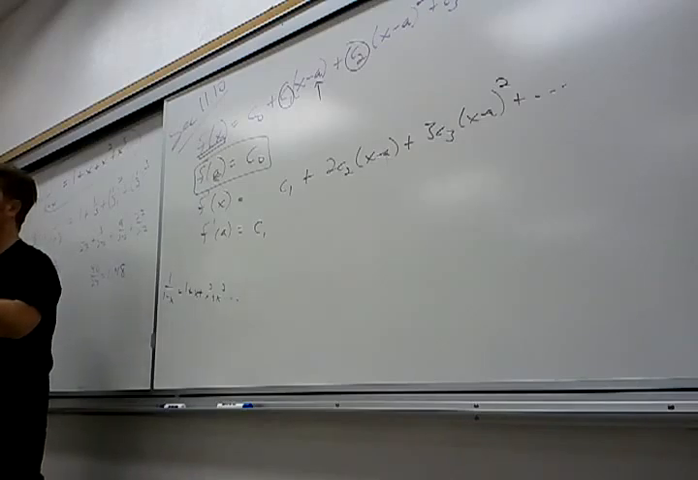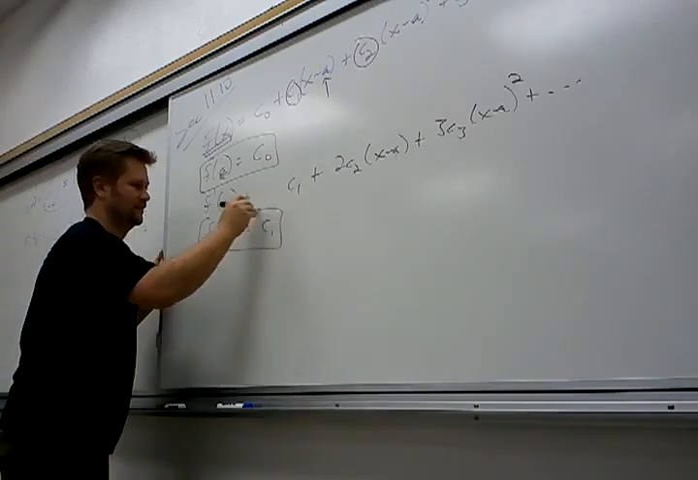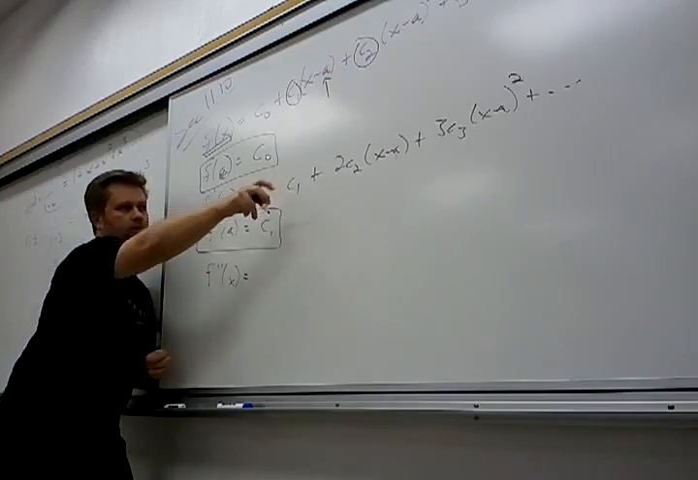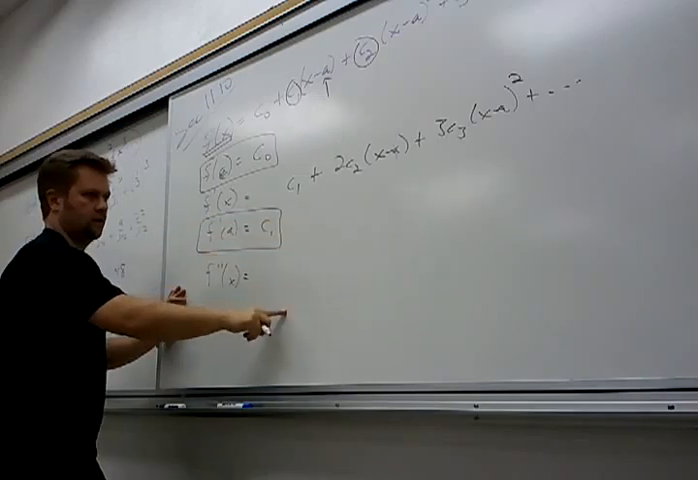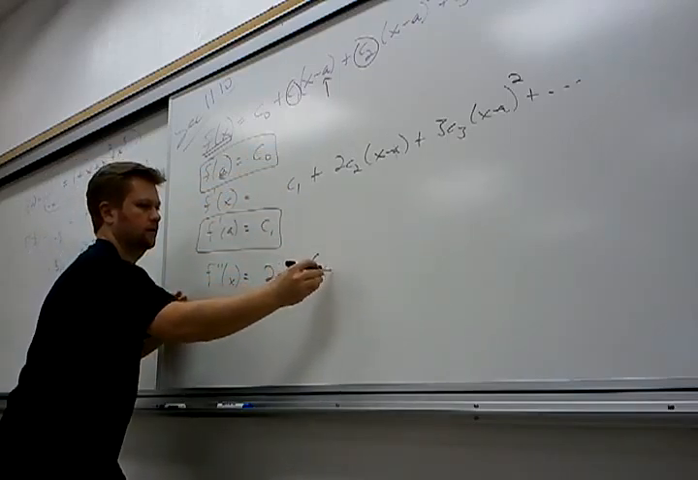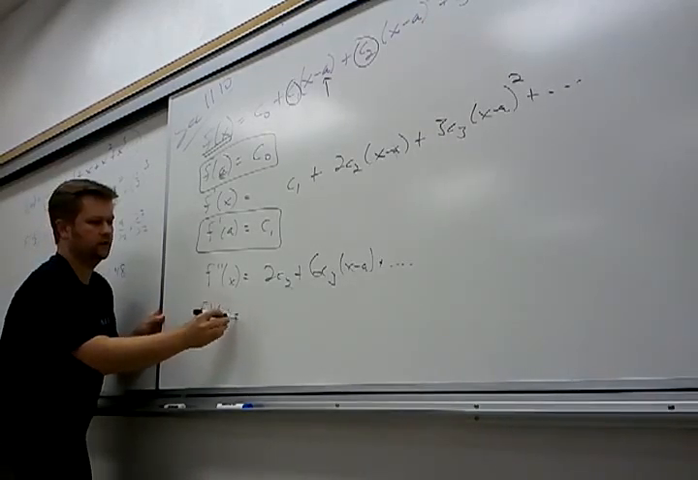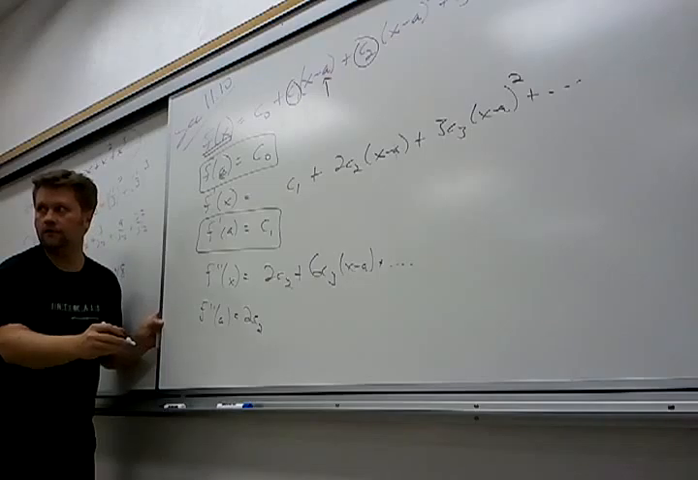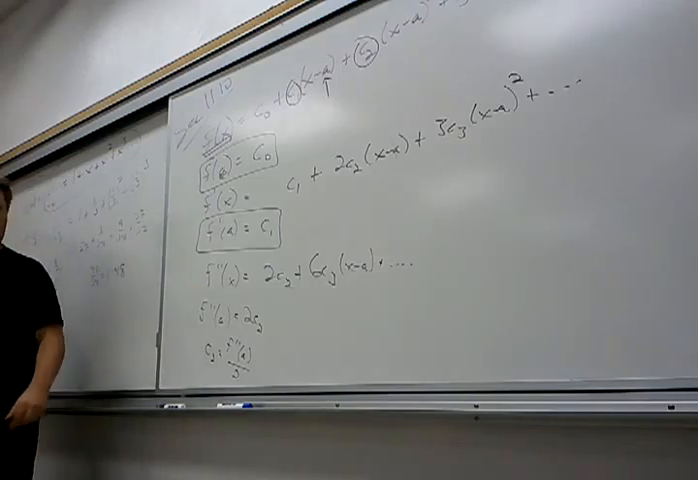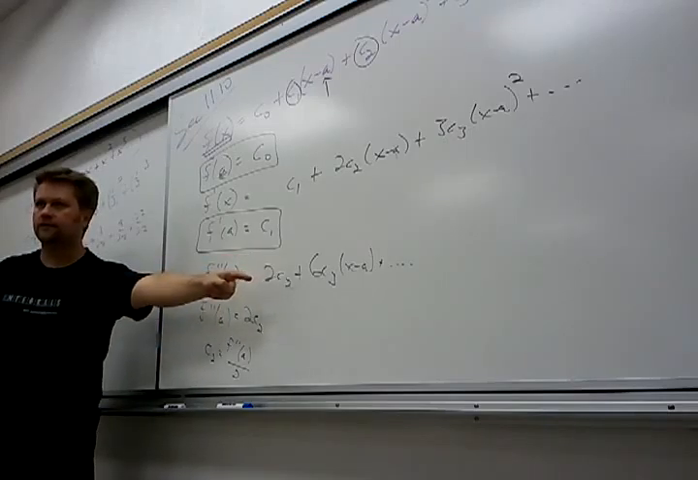Let's do one more iteration of this, and then I'll show you the general idea. So, who's got an idea? What do I do next? Take another prime, yeah? f double prime of x. That dies, so this is 0. 2C2, plus 6C3 times (x minus a), plus and so on. So f double prime of a must equal 2C2. So C2 must equal f double prime of a over 2. What would C3 be? You can kind of see it coming. C3 would be f triple prime of a over 6.